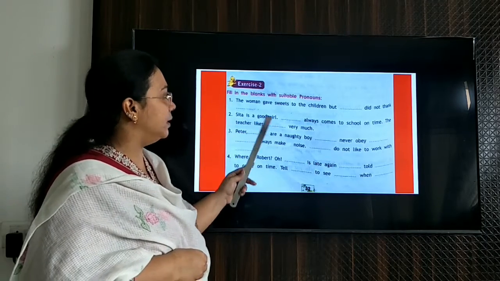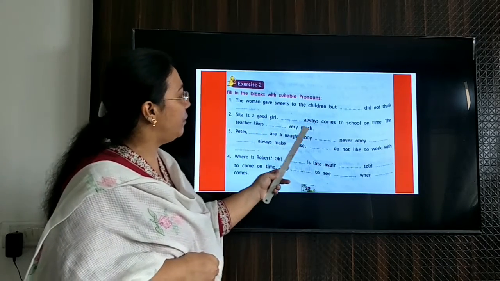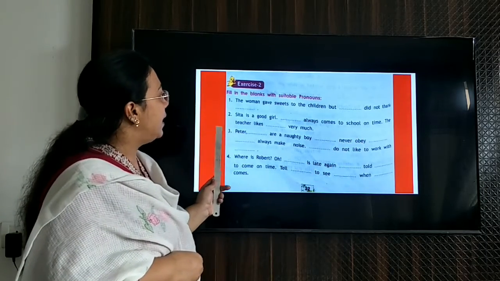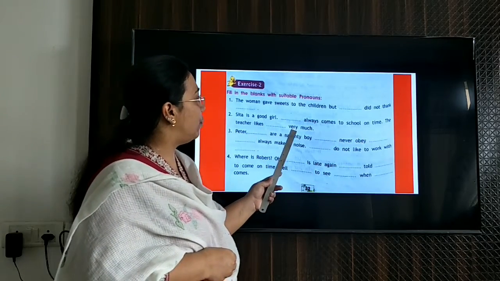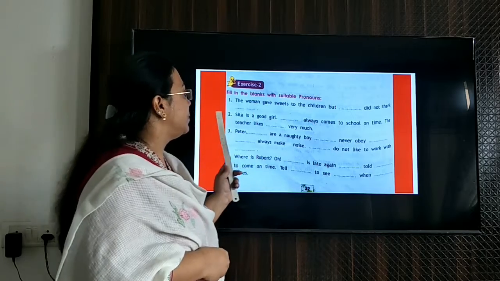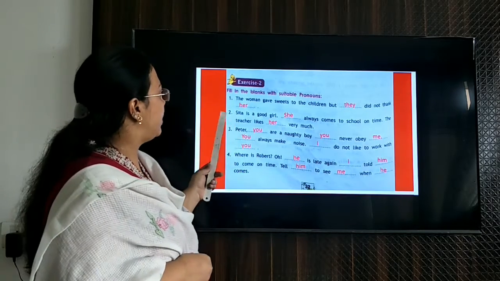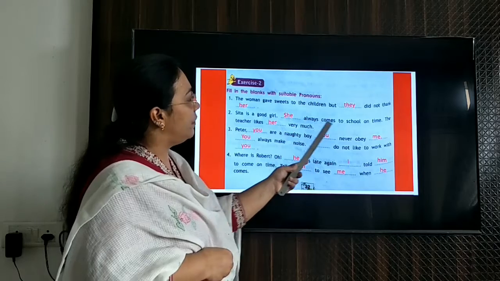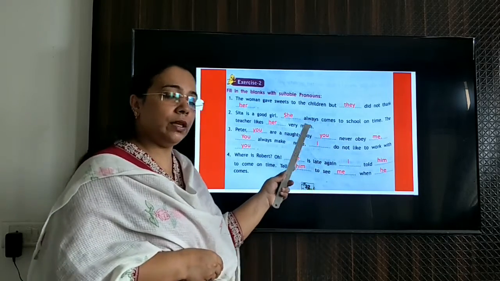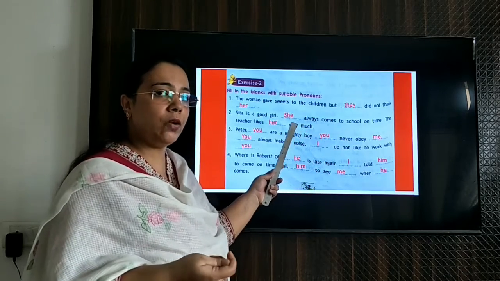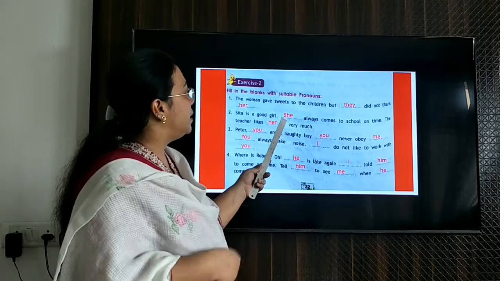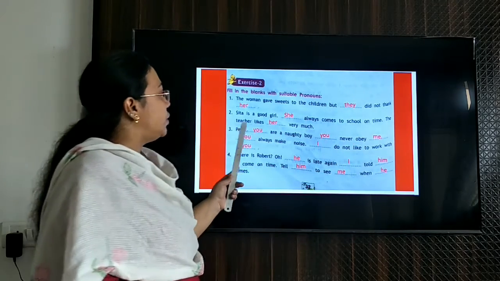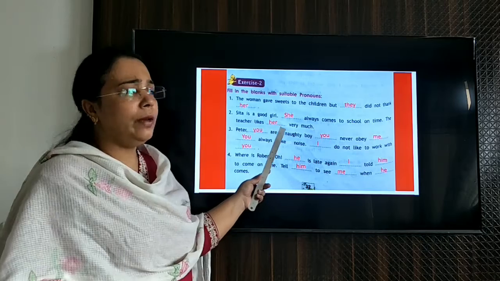Sita is a good girl. Dash always comes to school on time. The teacher likes dash very much. Sita is the main subject over here. Sita is a good girl. Dash always comes to school. Who? Sita. So instead of Sita we use which pronoun? She, feminine. She always comes to school on time. The teacher likes her very much.